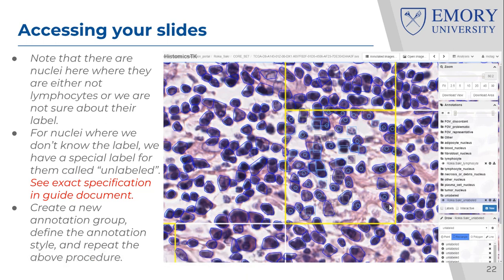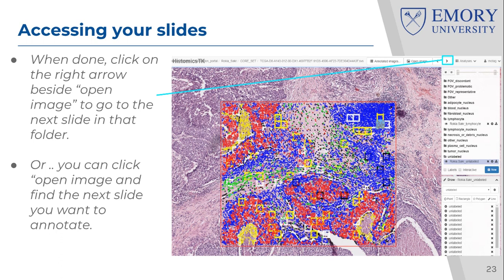Okay, so you want to do that for different classes, for tumor, for plasma cells, whatever. Okay. So that's kind of the workflow that you're going to be following while annotating these things.